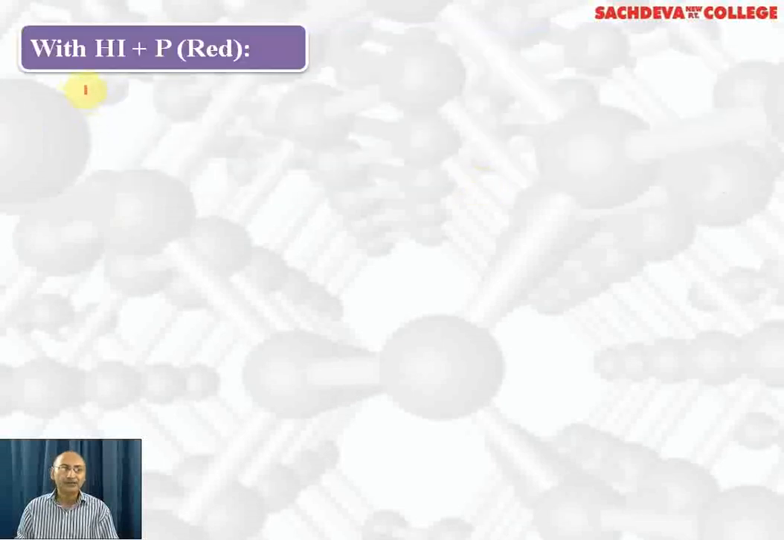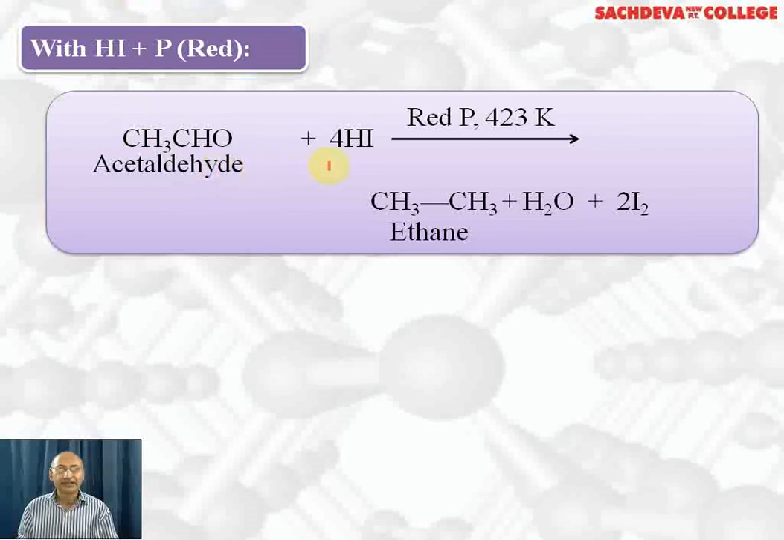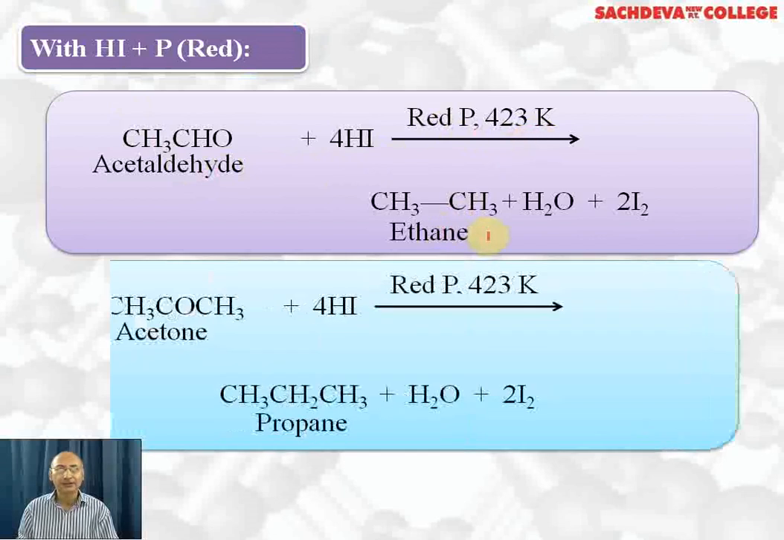We can also convert aldehydes and ketones to hydrocarbons with the help of HI and red phosphorus. Acetaldehyde, when treated with 4 moles of HI in the presence of red phosphorus at 423 Kelvin, the product formed is ethane plus water plus 2 iodine.